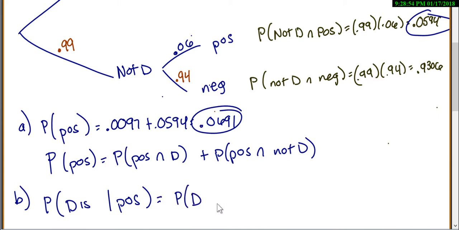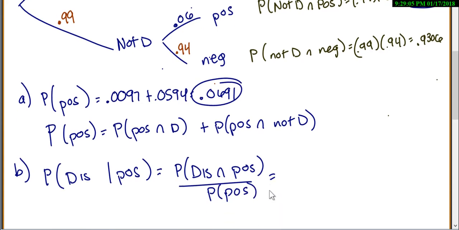What's our formula for conditional probabilities? You do the probability of the intersection divided by the probability of what's given, which is nice because we just found that in part A. You'll notice I switched between using a D for disease or DIS for disease. It doesn't really matter, just whatever helps you remember what you're talking about.